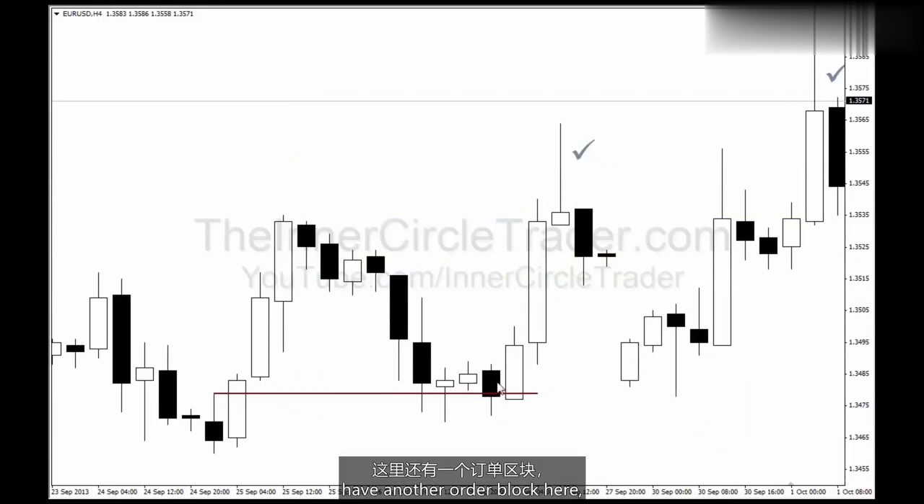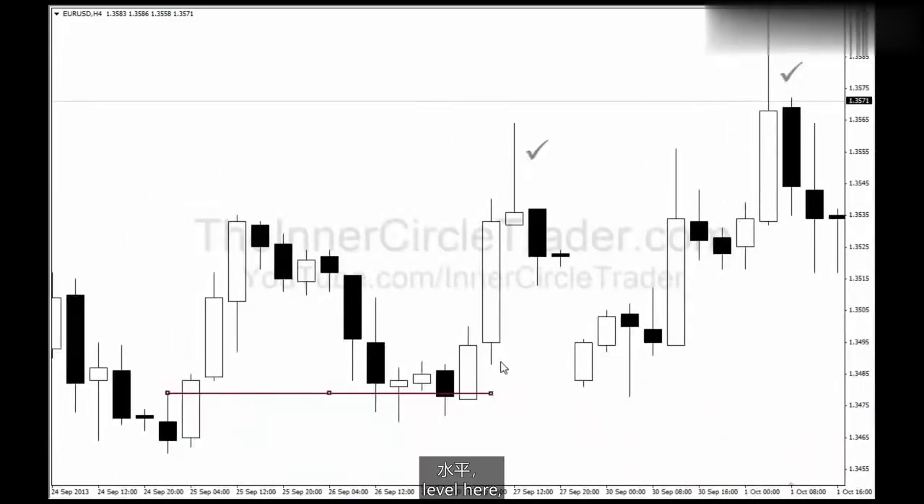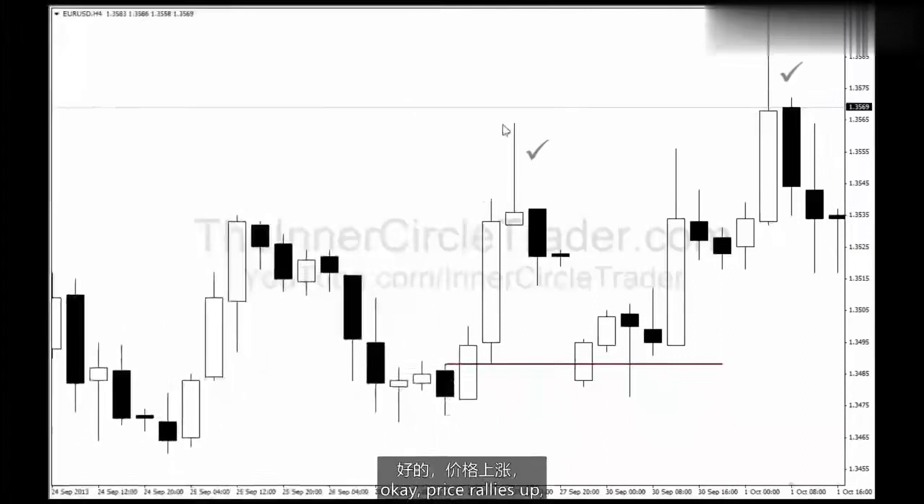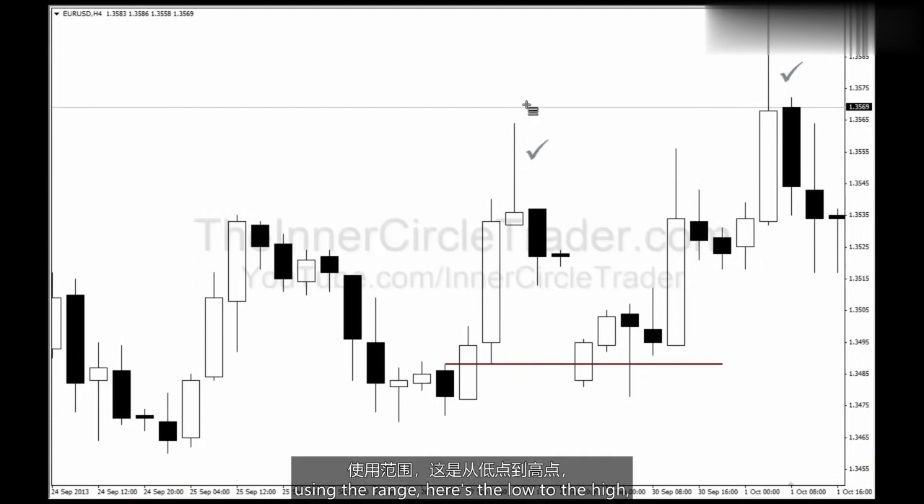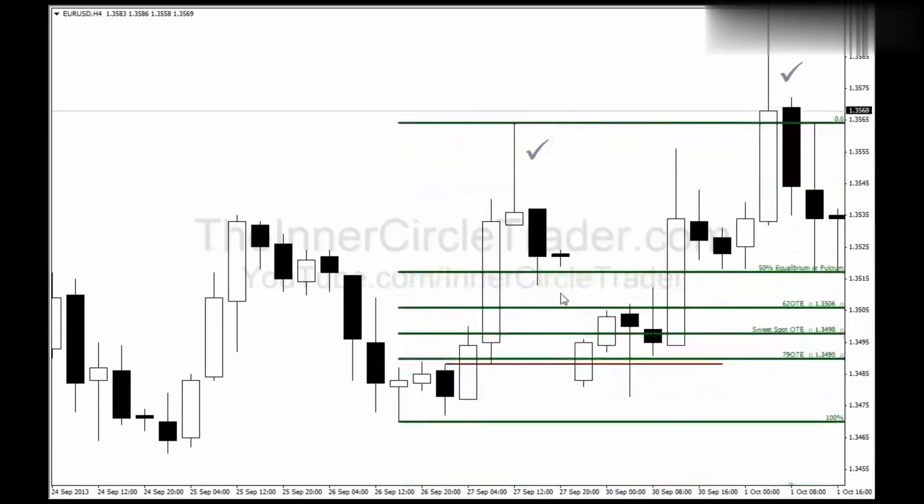We have another order block here as price rallies up. You want to go borrow this level here. Price rallies up, comes back down into the order block. Using the range, here's the low to the high. Your entry point is in here.